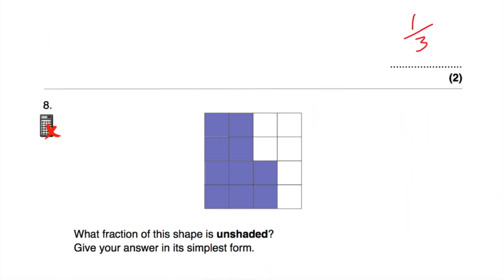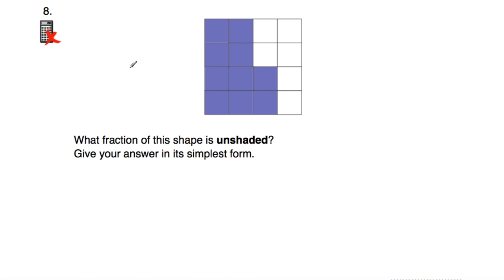Okay, question number 8. It says, what fraction of this shape is unshaded? Give your answer in its simplest form. So let's count the number of squares. We've got 1, 2, 3, 4, 5, 6, 7, 8, 9, 10, 11, 12, 13, 14, 15, 16. And that makes sense. We've got 4 rows of 4, so 16 little squares altogether.